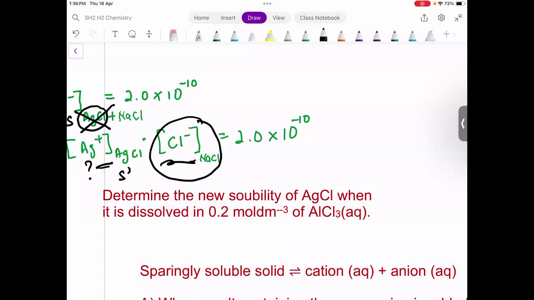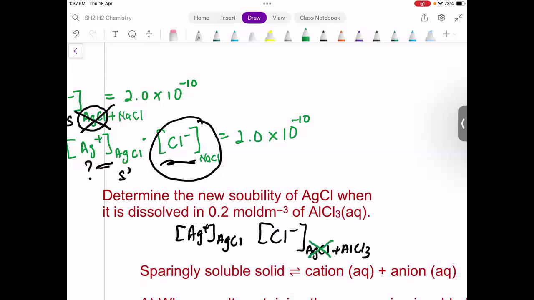I don't memorize the answer. Okay, so the idea here is your silver plus is only coming from your silver chloride, but your chloride minus is coming from silver chloride as well as AlCl3. But we know that this is negligible. So the Ksp equals 2.0 times 10 minus 10. So now what is this concentration? That's the crucial one.